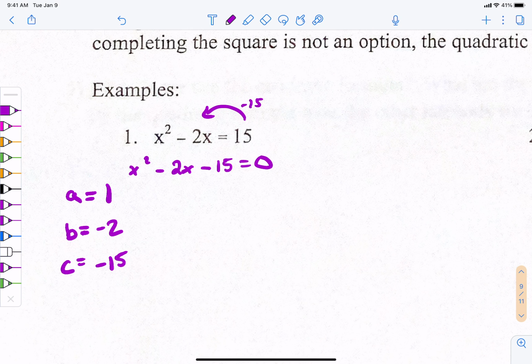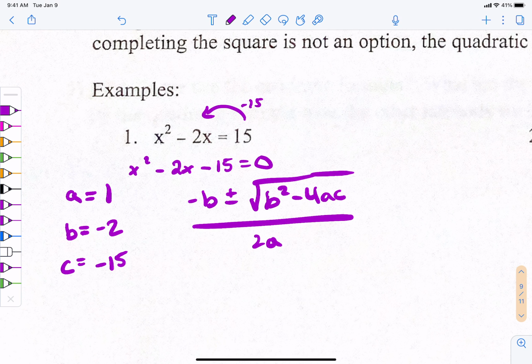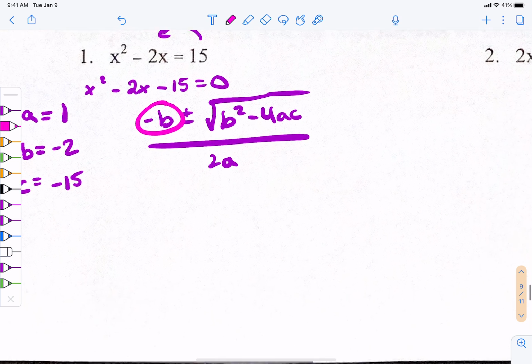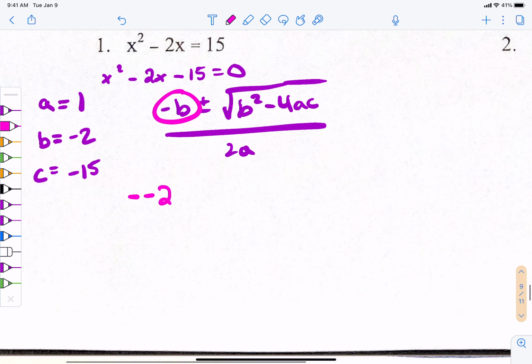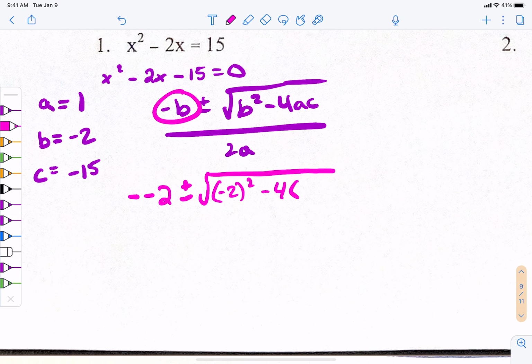All right. So we're going to do the whole thing. Negative b plus minus square root b squared minus 4ac all over 2a. You don't have to copy this down again. We're on the negative b part. B is already negative. So it is negative 2, or you can just put it as plus 2. B squared is negative 2 squared minus 4 times a times c, all over 2 times a.